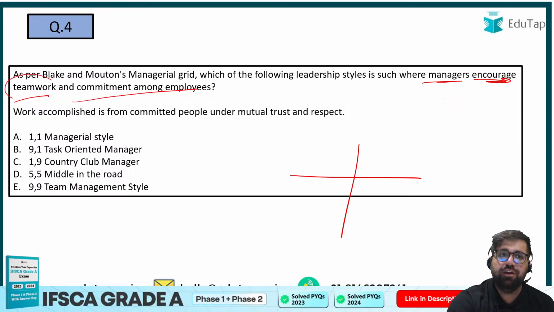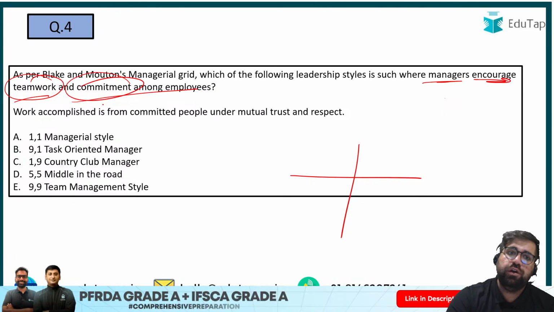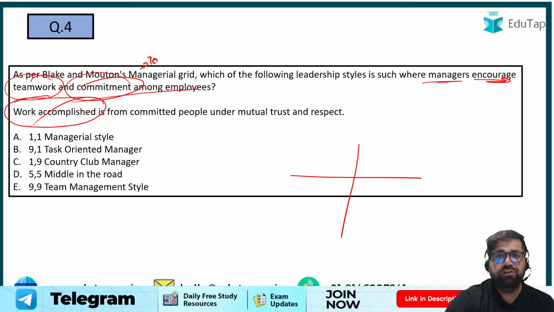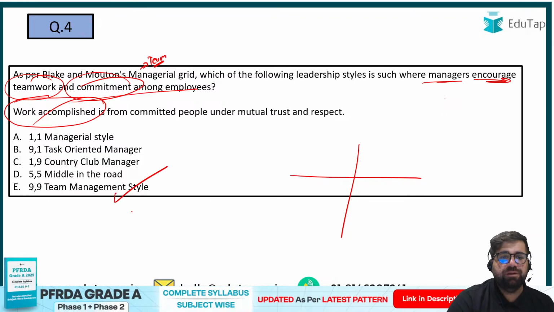So you have high level of teamwork. At the same time, you have high level commitment also. Plus, you are also getting your work accomplished. So this can be only one leadership style, which is also known as best in the case, and that is known as team management style. So your answer will be option number E.